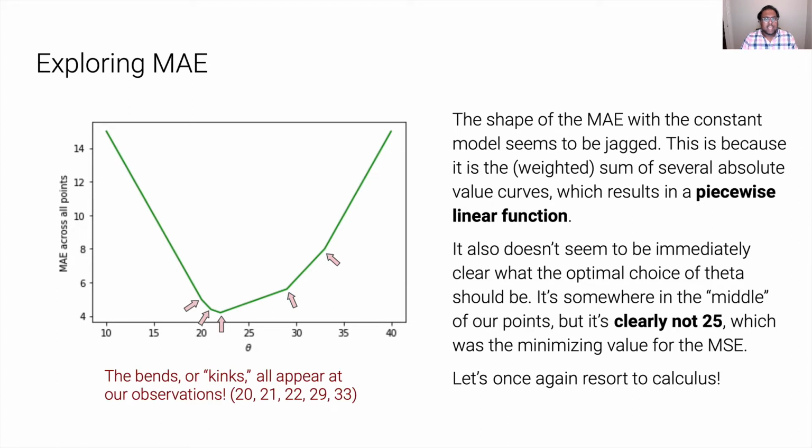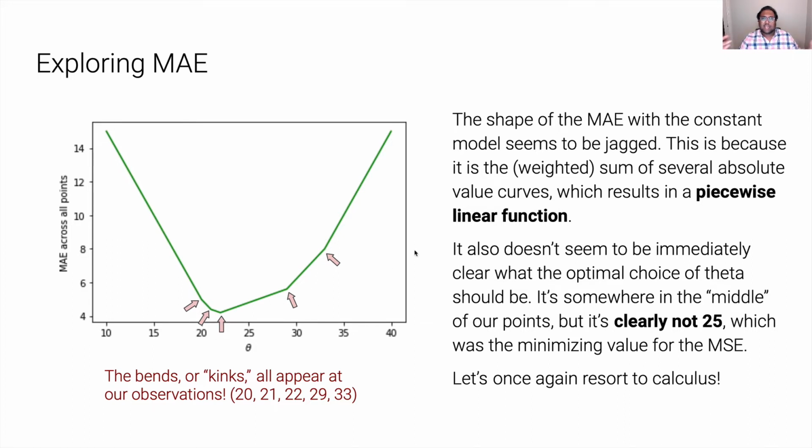I want to again point out the fact that the mean absolute error in this case is a sequence of piecewise linear functions where all of these kinks or bends appear at our observations. You can see that where these bends occur line up with where our observations are. This is 20, 21, 22, 29, and 33 on the x-axis.